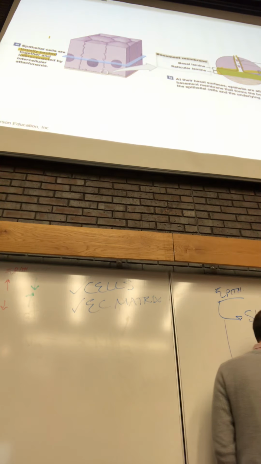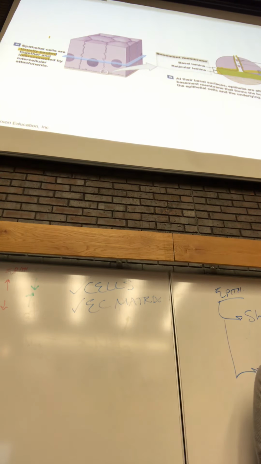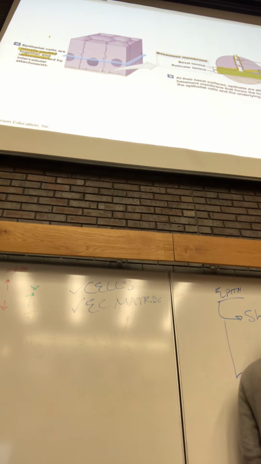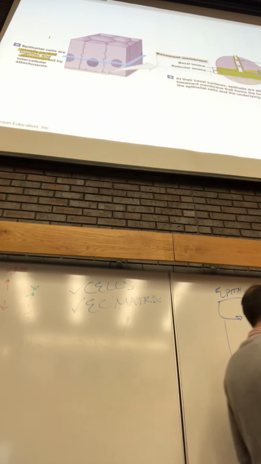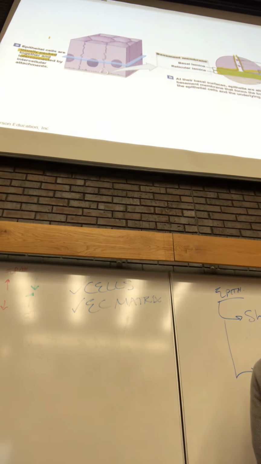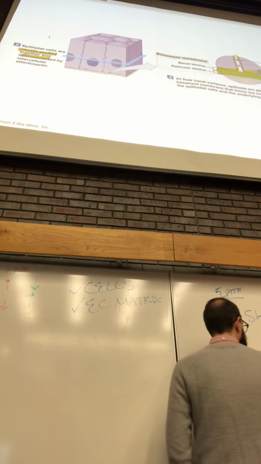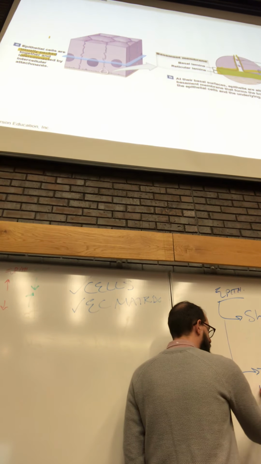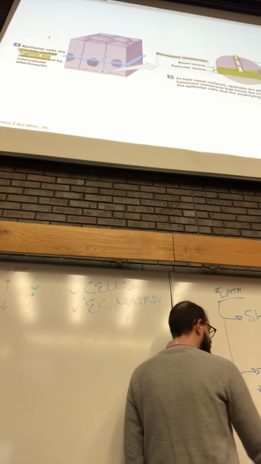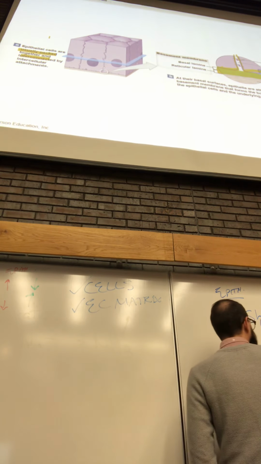If there's more than 1 layer, anyone know what that's called? Called stratified. Stratified means more than 1 layer. It could be 2, but it's usually a lot more than 2. It's usually 30, 40, 50, many layers. So for every epithelial tissue, we have to say is it simple or stratified, and then we can talk about the shapes of the cells.